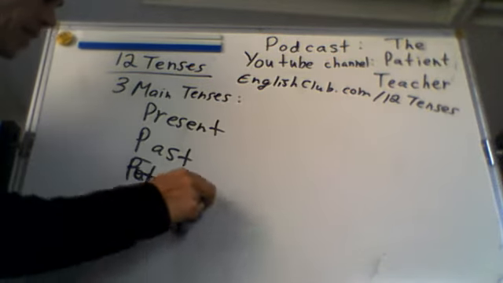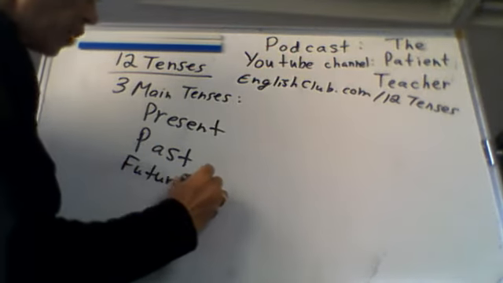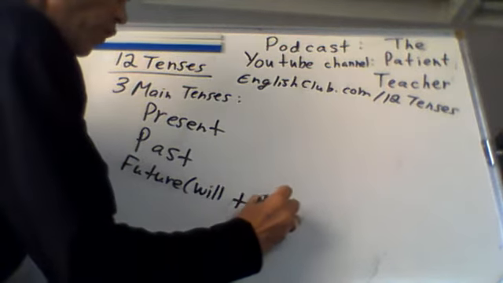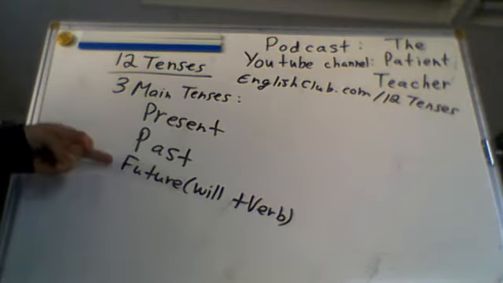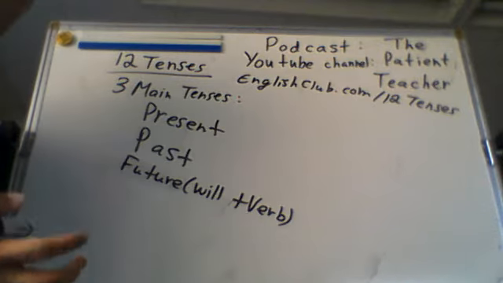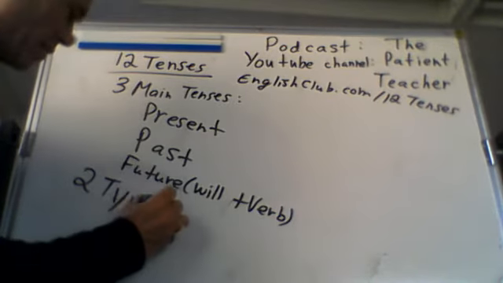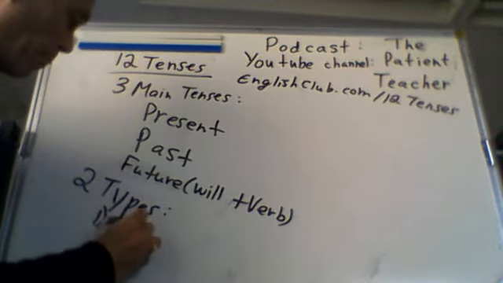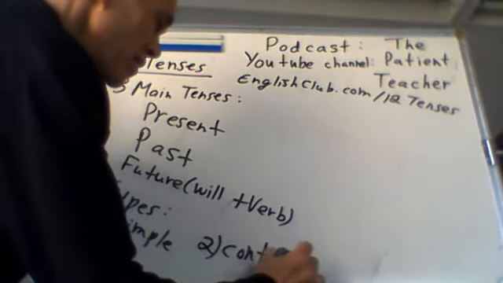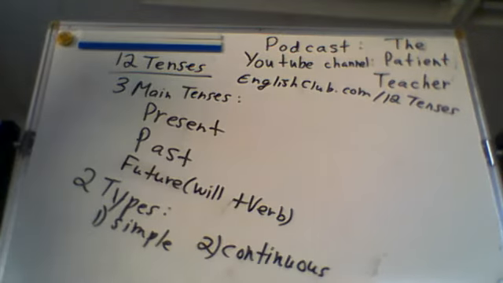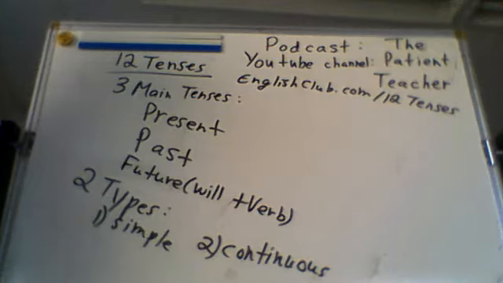Okay, let me erase that. Present, past, and future. Don't forget with future, it'll always be will plus the verb. Okay? So that's quite simple. 3 main tenses, present, past, future. Here's what's difficult, and many students don't quite grasp it. We have 2 types. The first type is simple, and the second type is continuous. So you have the word continue, meaning to keep doing something, and continuous is just another form of this type.